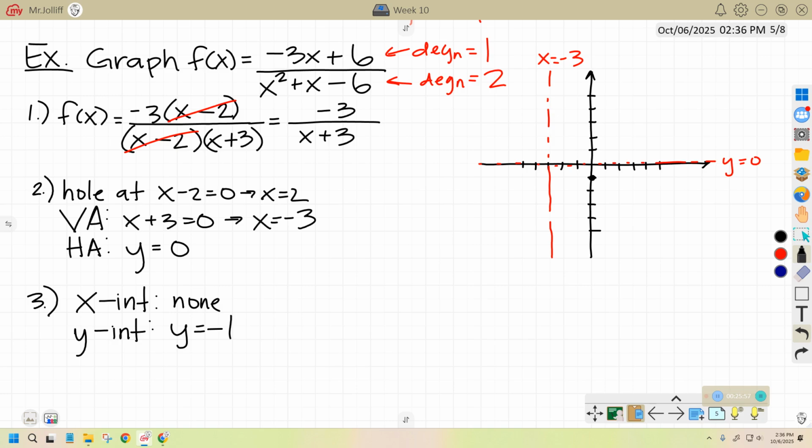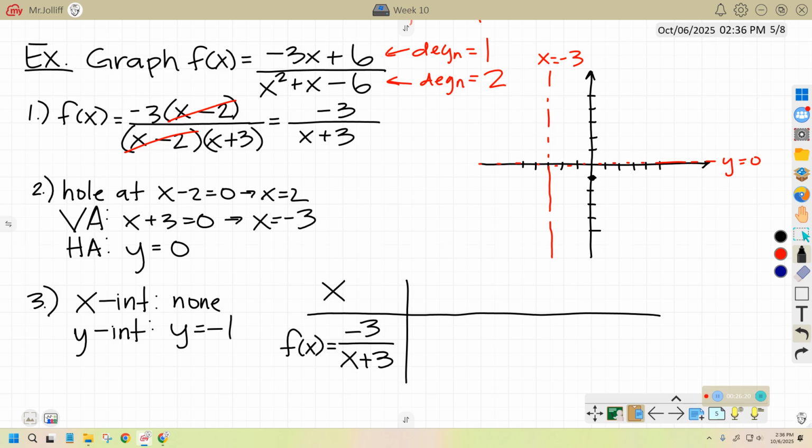So, okay, Alex, what's the last step? Step 4. Very good. Make a table, find some points, plot them in the graph. I am going to use the reduced equation because it is easier to evaluate. I should get the same answer as if I use the unreduced original equation. The only place they will disagree is at our removable discontinuity, where we have a hole.